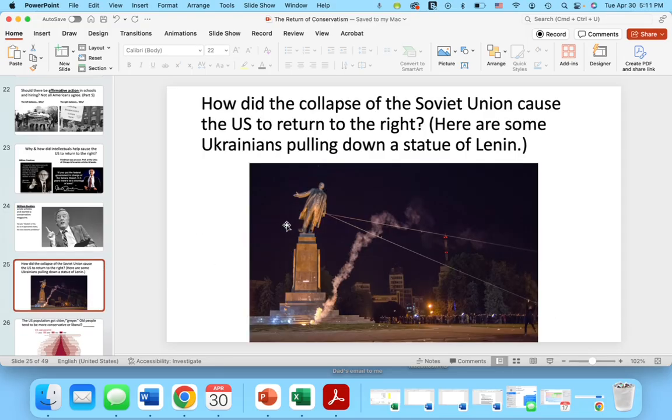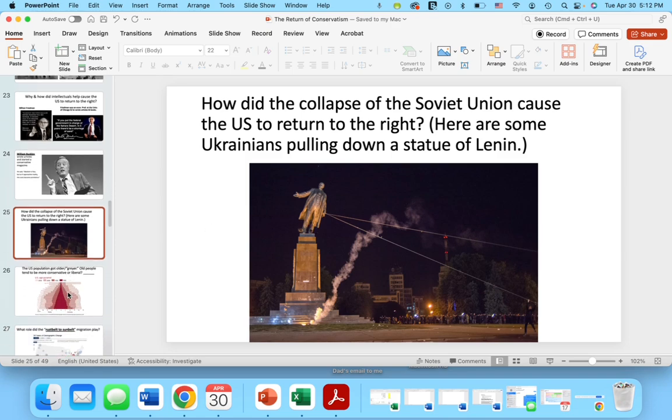Also, the Soviet Union collapsed in 1991. So communism on the far left did not work, and capitalism on the right looked like that was the way to go. This is another reason why the country swung to the right.